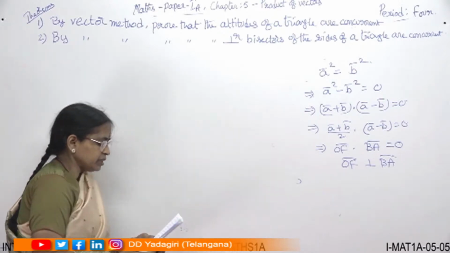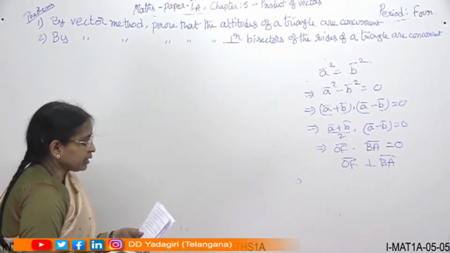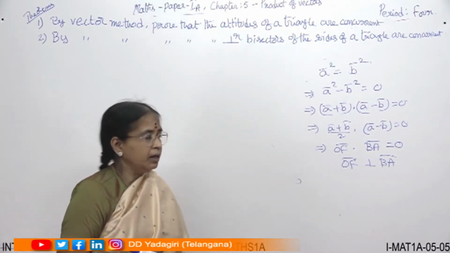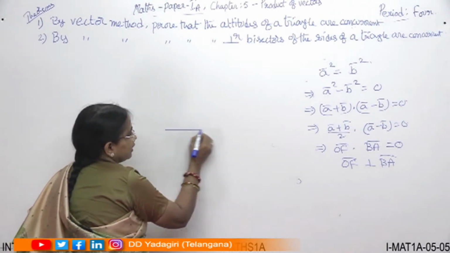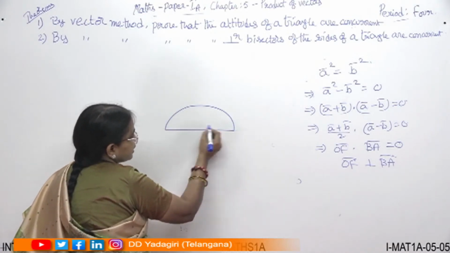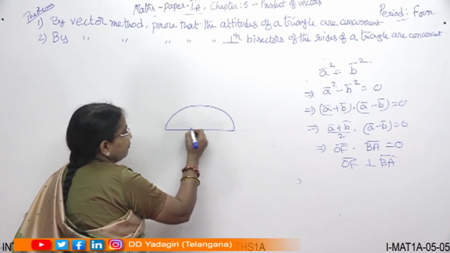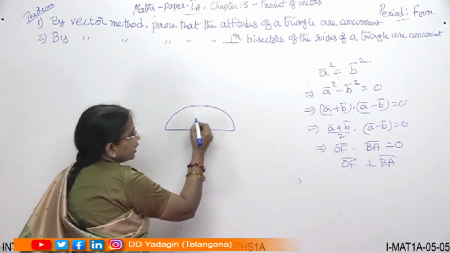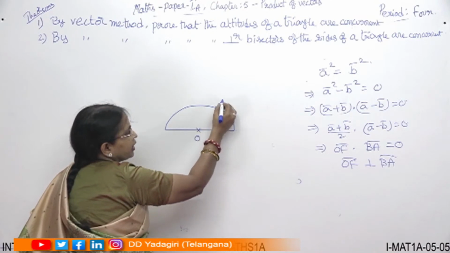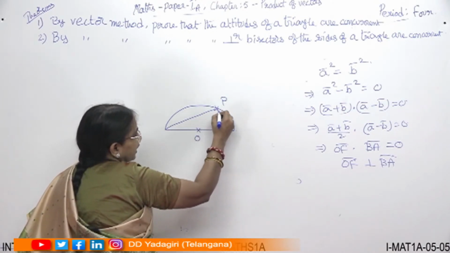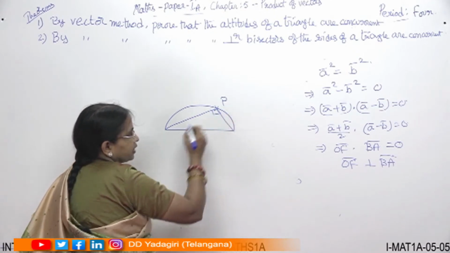Now one more theorem is there. Prove by vector method that the angle in a semicircle is a right angle. So this is your semicircle. Take the midpoint, this is the center. Show that the angle at any point P you take, at this point, the angle should be a right angle. This angle is 90 degrees.